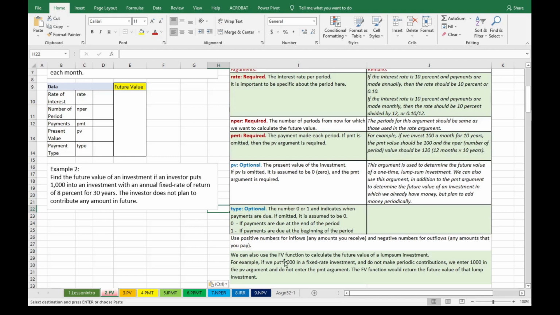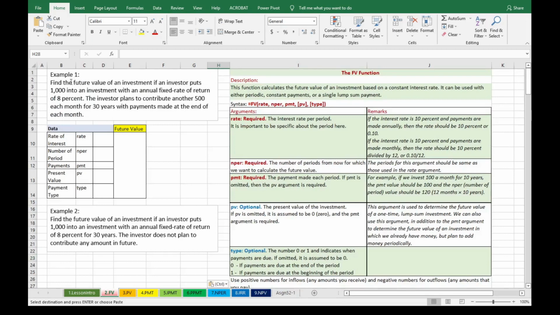We can also use FV function to calculate the future value of lump sum investment. For example, if we put 1000 in a fixed rate investment and do not make periodic contributions, we enter 1000 in the PV argument and do not enter the PMT argument. The FV function would return the future value of that lump sum investment. So now let's see some examples here.